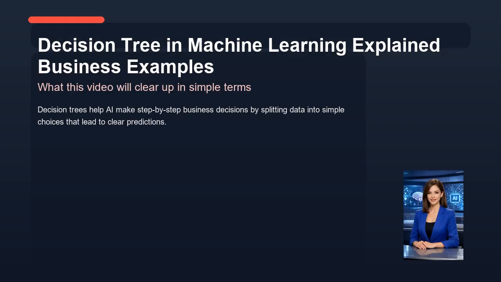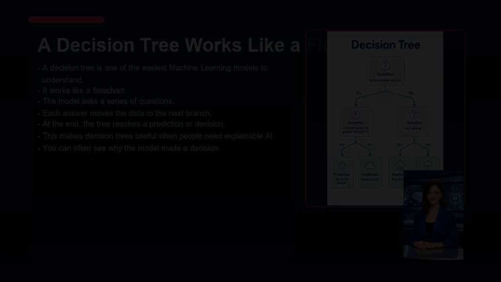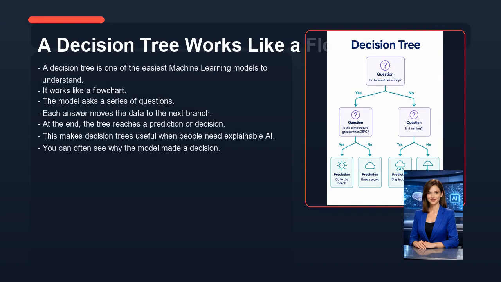Decision trees help AI make step-by-step business decisions by splitting data into simple choices that lead to clear predictions. Now let's look at how a decision tree works like a flowchart. A decision tree is one of the easiest machine learning models to understand. It works like a flowchart.